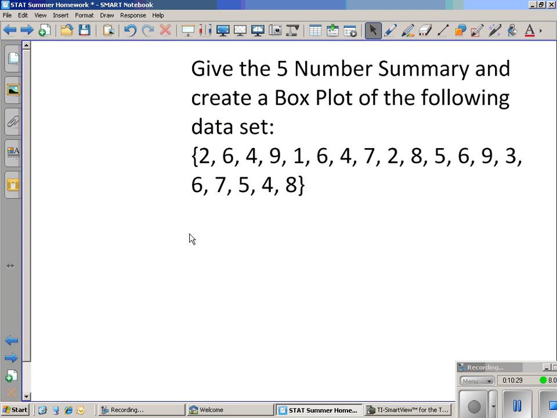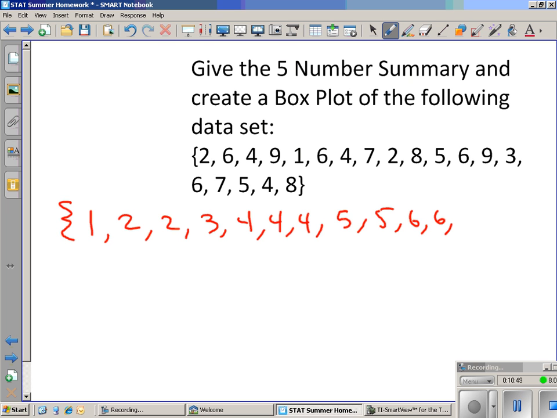Okay, I'm going to rewrite that down. I won't use the calculator because it's kind of hard for me to use that. But the list is 1, 2, 2, 3, 4, 4, 4, 5, 5, 6, 6, 6, 6, 7, 7, 8, 8, 9, 9. 1, 2, 3, 4, 5, 6, 7, 8, 9, 10, 11, 12, 13, 14, 15, 16, 17, 18, 19. I have them all.